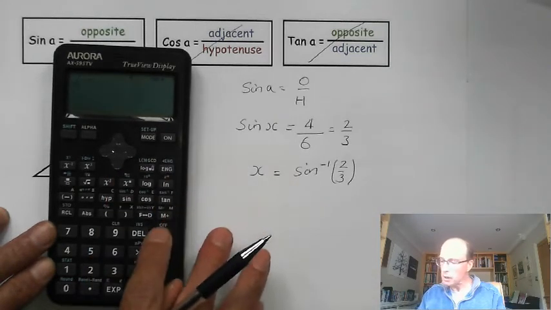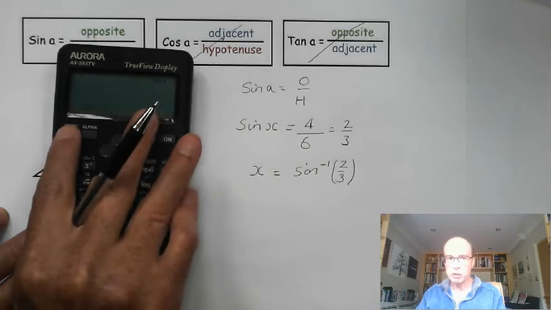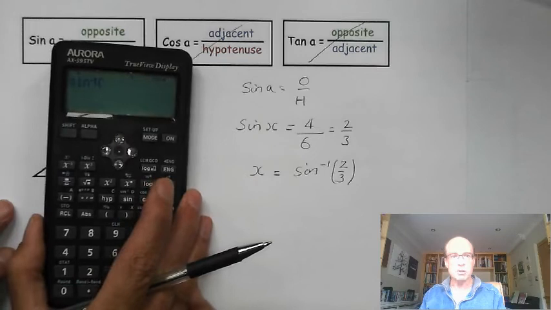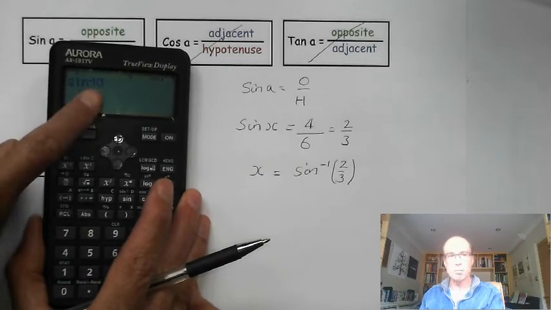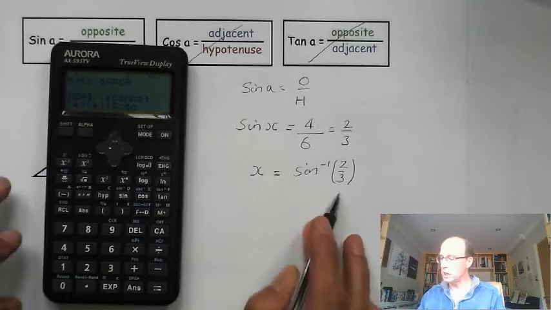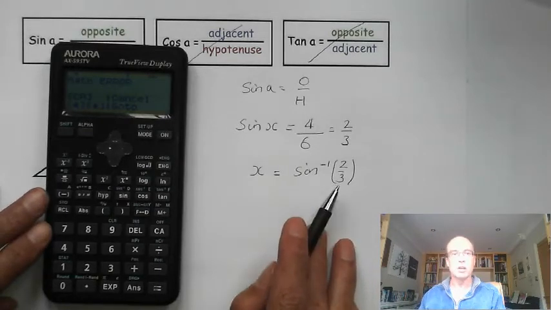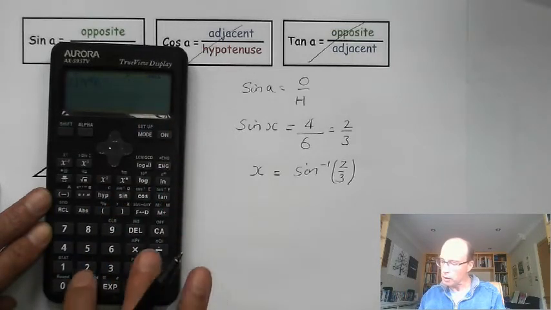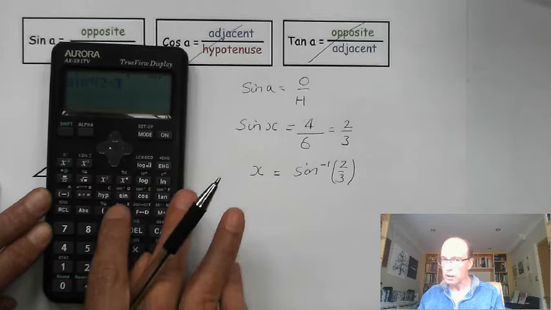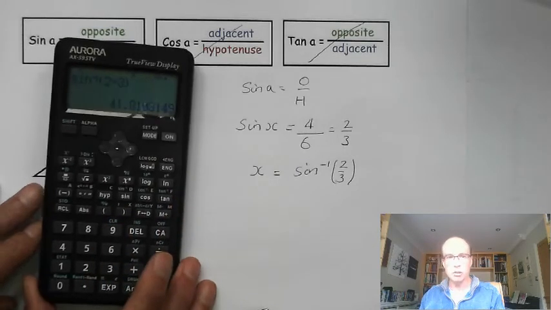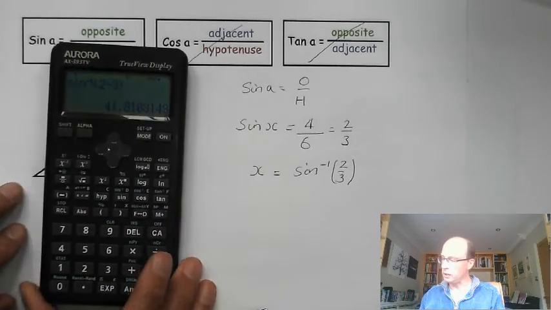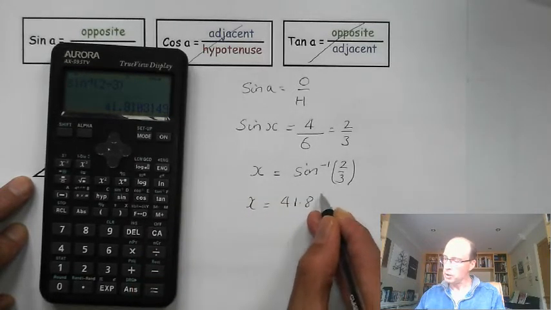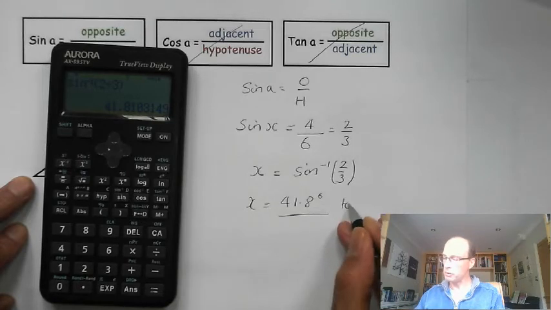So switch my calculator on, just clear it. I need my shift button, hit the sine, so this has given me sine to the minus 1 of the value. Well, in this case we're evaluating 2/3. So sine to the minus 1 of 2 divided by 3, close my brackets off, is equal to 41.8 degrees. So x is equal to 41.8 degrees to 1 decimal place.